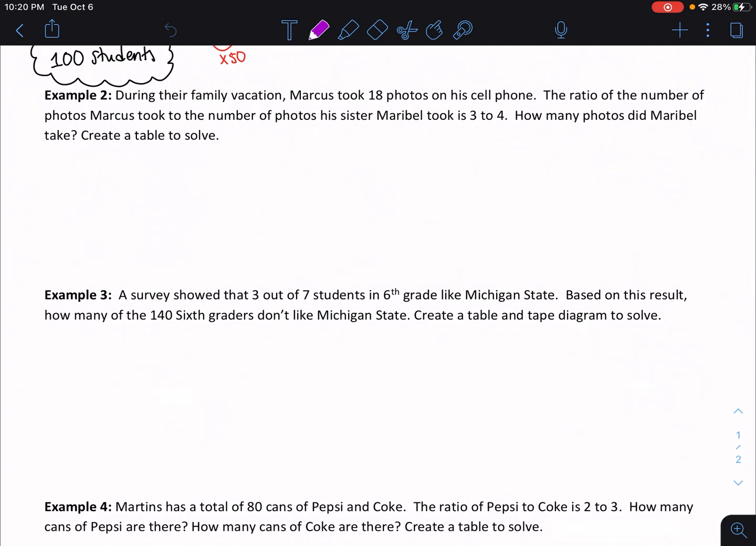During their family vacation, Marcus took 18 photos on his cell phone. The ratio of the number of photos Marcus took to the number of photos his sister Maribel took is 3 to 4. And then how many photos did Maribel take? Create a table. So for this one, I'm going to have Marcus and Maribel. And then I'm going to do the total, because we're going to do the total for all of these today.